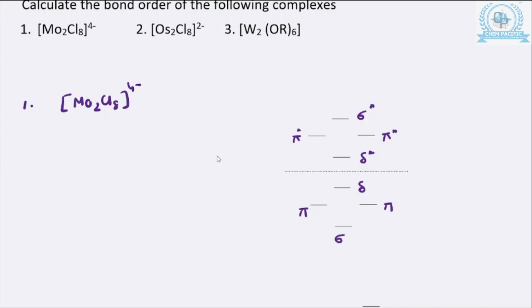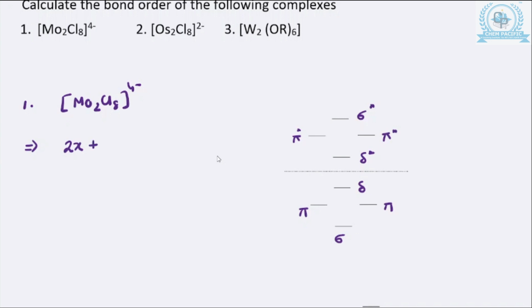Now let's see how to calculate the bond order. First of all हमें देखना है कि molybdenum का oxidation state क्या है. So let us consider the oxidation state of molybdenum to be X. Since there are 2 molybdenum atoms, I'm taking it as 2X.